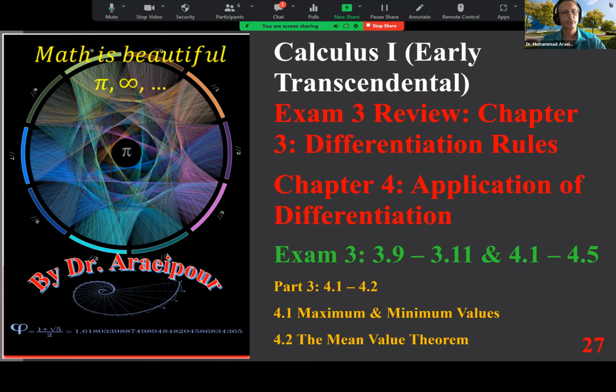Good morning, class. We are looking at exam 3 review, covering chapters 3 and 4. Chapter 3, we cover from 3.9 to 3.11, and chapter 4 from 4.1 to 4.5. Here we're covering sections 4.1 and 4.2: 4.1, maximum and minimum values; 4.2, the mean value theorem. So we're covering 4.1 and 4.2.